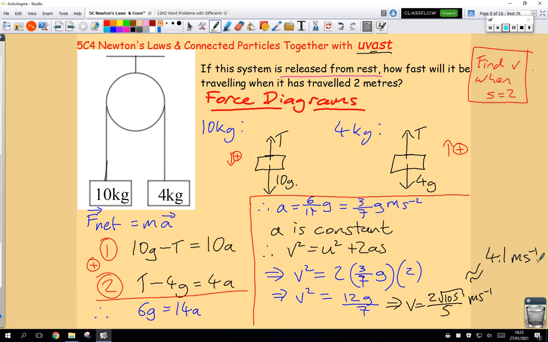So when the two objects have traveled, the 10 kilogram will have traveled 2 meters downwards, the 4 kilogram will have traveled 2 meters upwards, and at that moment each of those particles will be traveling at about 4.1 meters per second. Notice it's only for an instant that they'll be traveling at that speed, because they're accelerating all the time at the rate 3/7 g meters per second squared. So every second their velocity is increasing by 3/7 g meters per second.